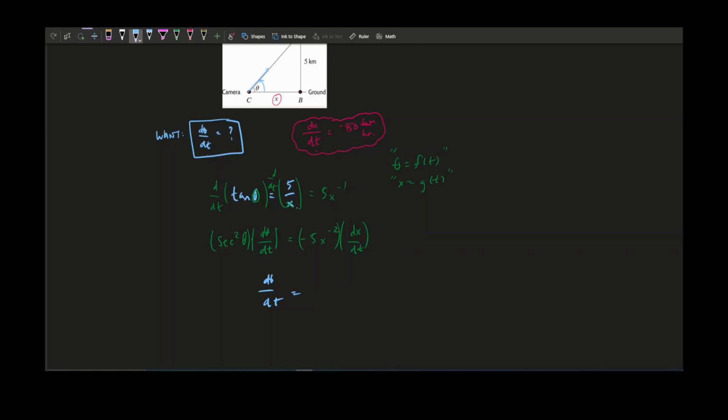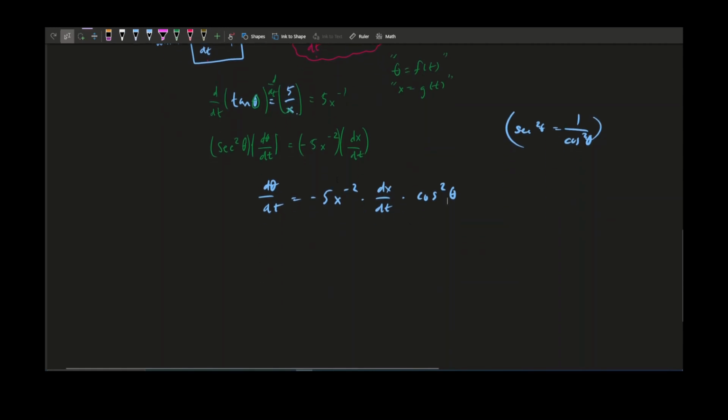If secant squared theta is 1 over cos squared, then to cancel this out, we just multiply everything by cos squared theta, right? So we'll get here that d theta dt equals negative 5x to the minus 2 times dx dt times cos squared of theta. And so we need to know everything on the right in order to figure out what the rate is on the left. So we've got most of what we need.